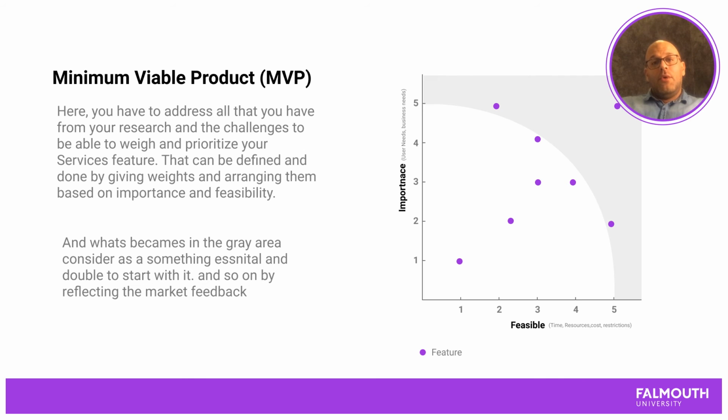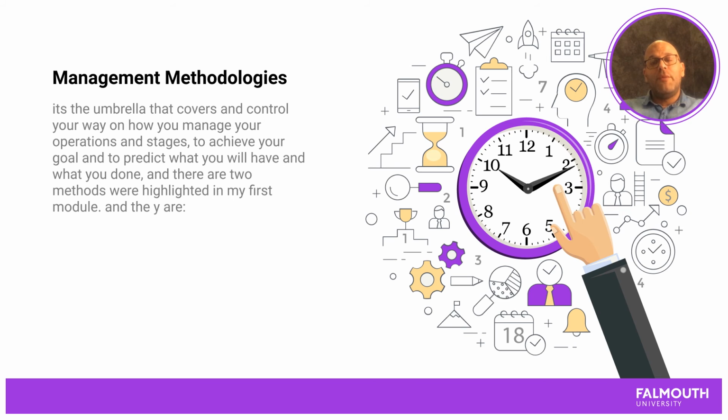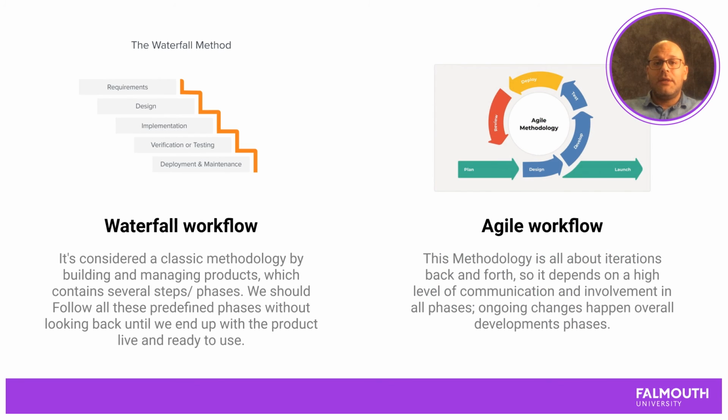To cover all the steps above and to be able to achieve them, you have to follow a workflow management methodology that can cover and control how you manage your operations and stages to achieve your goal, and to predict what you will have and what you have done. There are two methods: the waterfall methodology and the agile one. For me, I prefer the agile workflow, especially with new ideas that reflect end user reviews to improve your product.